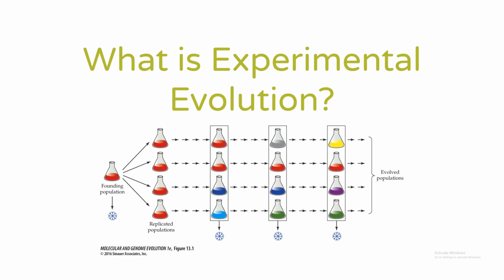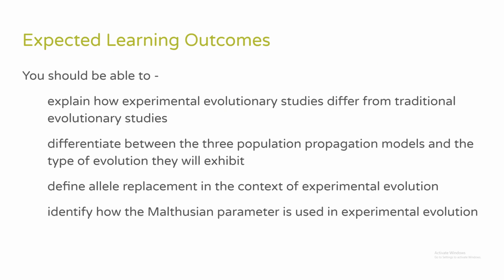What is experimental evolution? By the end of this slide presentation, you should be able to explain how experimental evolutionary studies differ from traditional evolutionary studies, differentiate between the three population propagation models and the type of evolution they will exhibit, define allele replacement in the context of experimental evolution, and identify how the Malthusian parameter is used in experimental evolution.